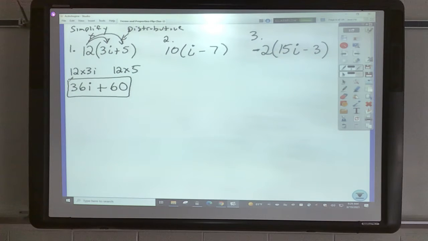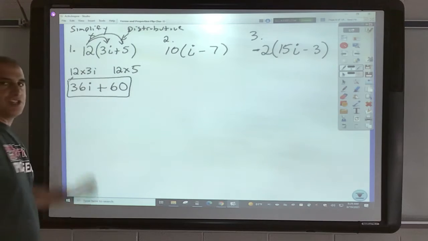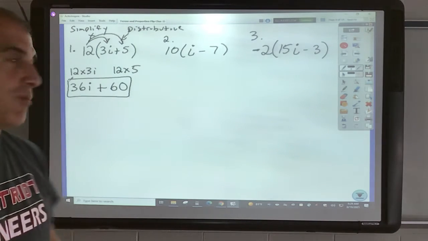We would try to combine like terms. We'll do that in a little bit, but these are not alike because this has an i and that's just a number. So you can't do anything more with that.